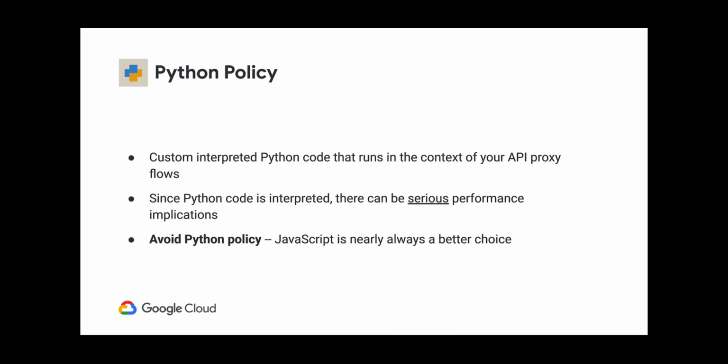Apigee also has a Python policy. In general, it's recommended not to really use it because of performance reasons. However, if you need to use Python in your proxy, you can do that as well. It's interpreted at runtime using Jython, so there are some serious performance implications with it, meaning it's not super fast. But again, if you need to use it, then it's there for you.